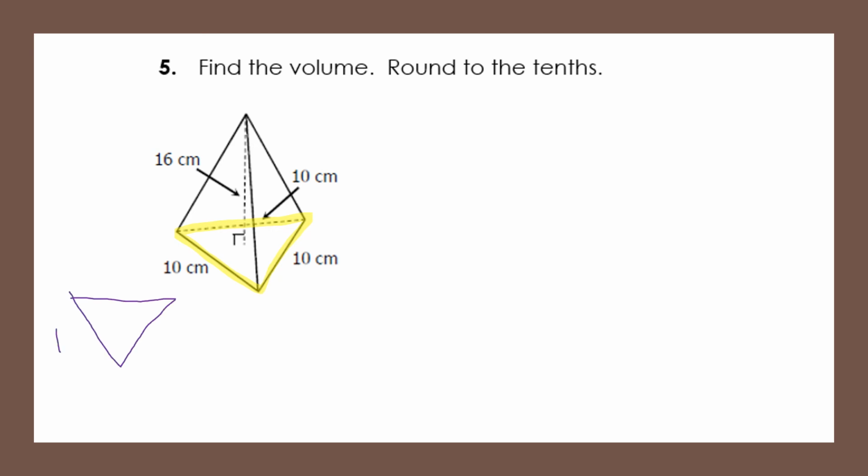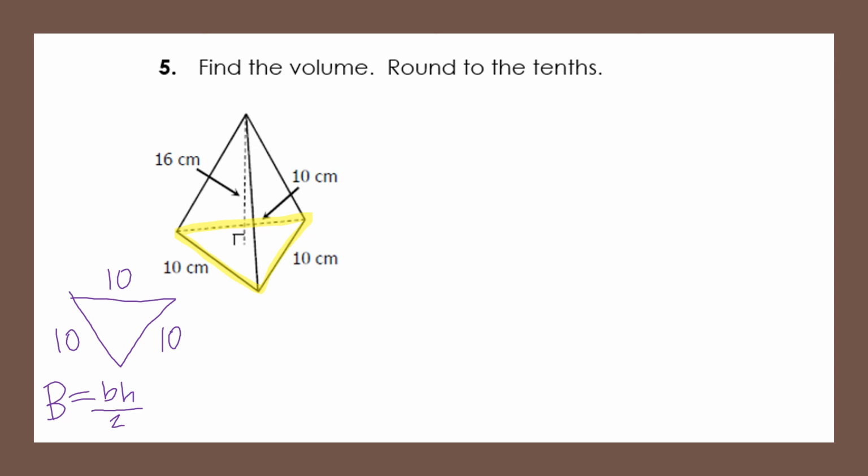We know the left and the right side are 10, and we know that the back side is 10. So this is actually an equilateral triangle. To find the area of the base, I need to do the base of the triangle times the height of the triangle and then divide that by 2.